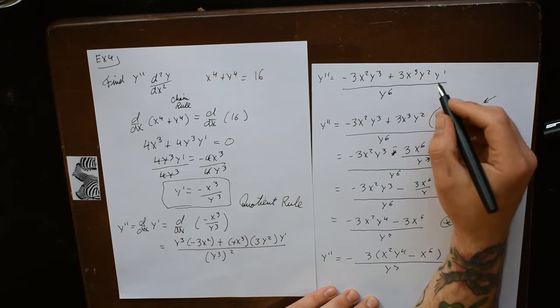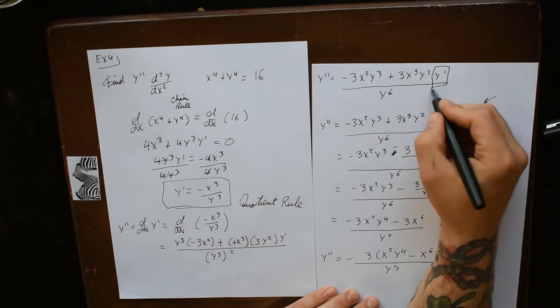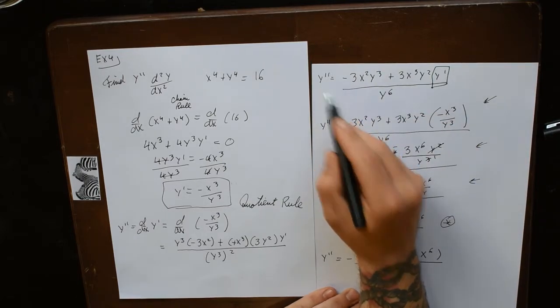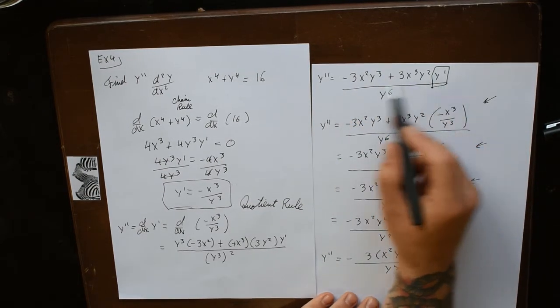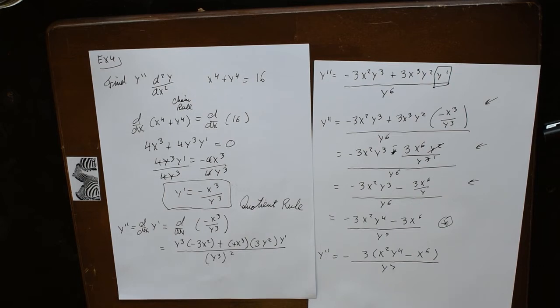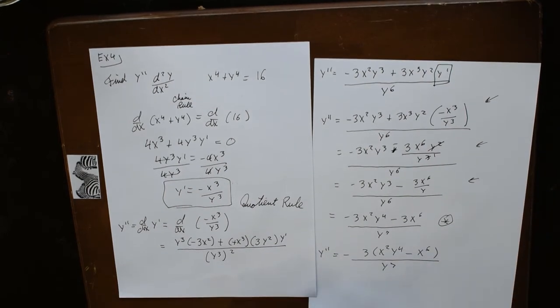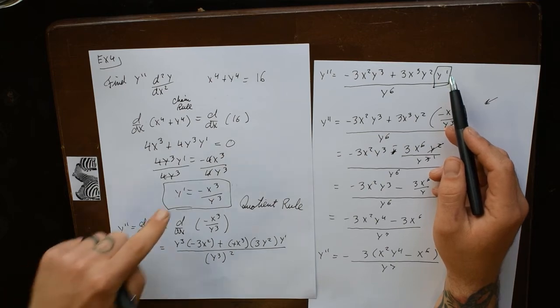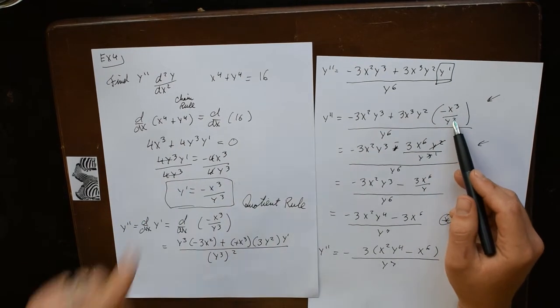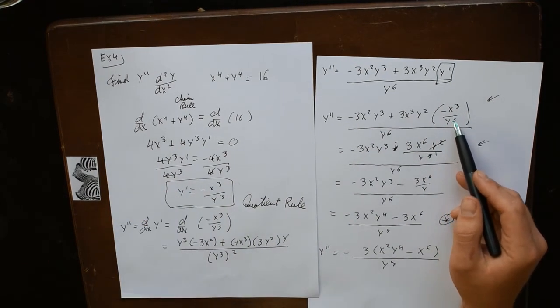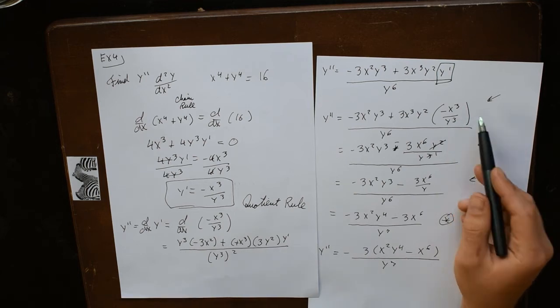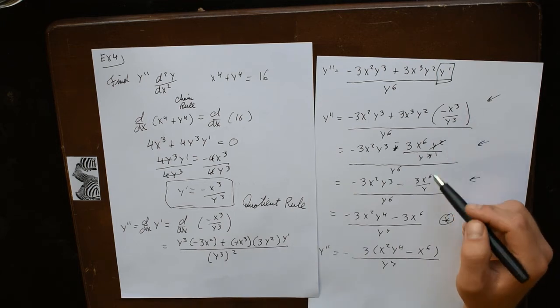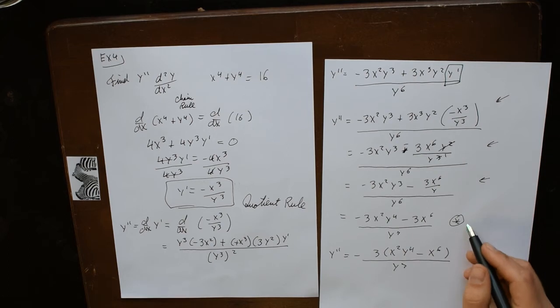We don't necessarily want to have the value of the second derivative in terms of the first. That's starting to get into the realm of differential equations. So we knew what y prime was, so we did that substitution. Y prime was negative x cubed over y cubed. And then we don't like compound fractions. We went through and we simplified our fractions. I would have stopped here.